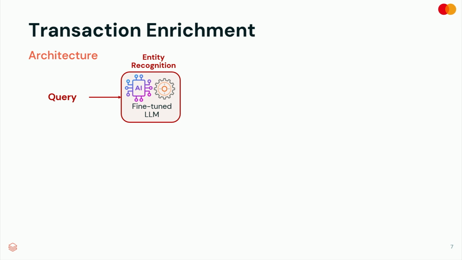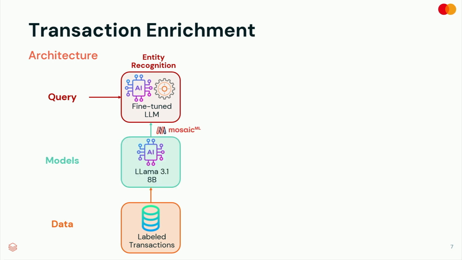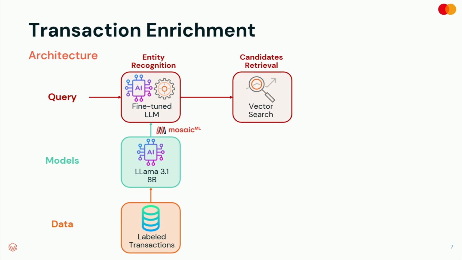All right, let's dive even deeper and let's talk about the architecture. So the query contains the transaction descriptor, right? Sunshine Coffee Roasters. The first part is the entity recognition. For that, we are using a fine-tuned LLM. For training, we have created a train set, which consists of these transaction descriptors, and the expected output is the JSON with labeled entities. We are using Llama 3.1 with 8 billion parameters, and we are fine-tuning it via Mosaic API.